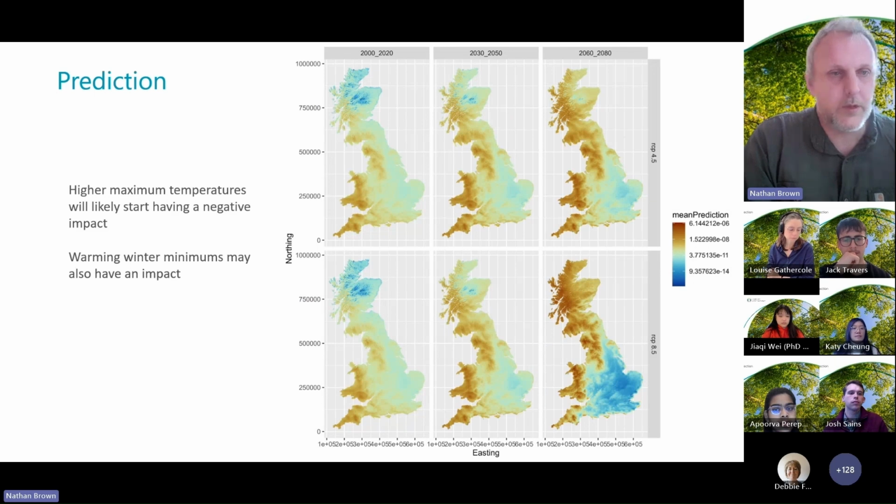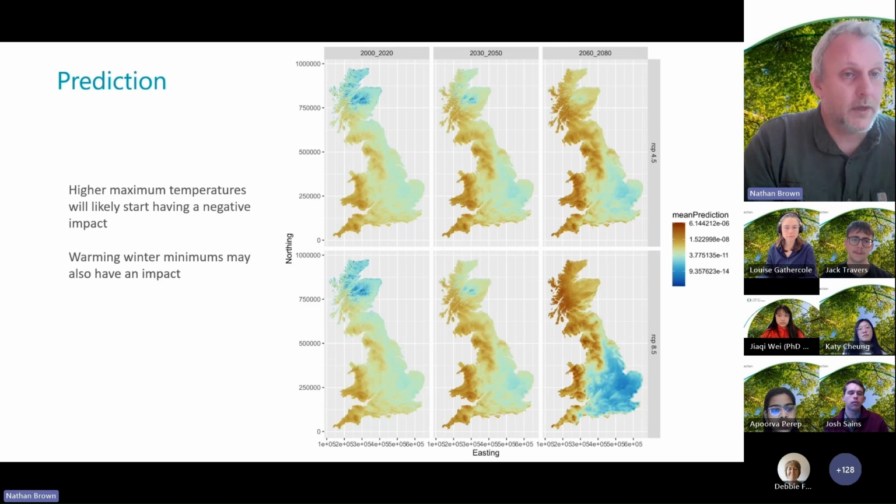We can also do similar predictions looking forwards. And again, we can see high temperatures have this similar negative effect in the south and east. But generally, warming, and especially warming winter minimums, can really increase the spread further north. So this is sort of in contradiction to the acute oak decline case study that we started with, where drought was a driving factor. And there, the south and east was the area where we would expect to see most problems. So different diseases influenced by the environment in different ways, and this is perhaps useful to inform future research and policy.